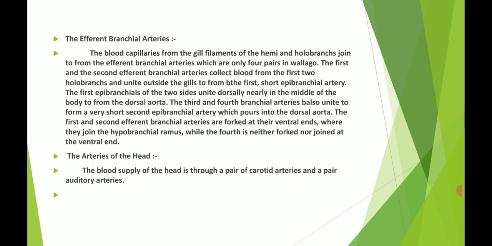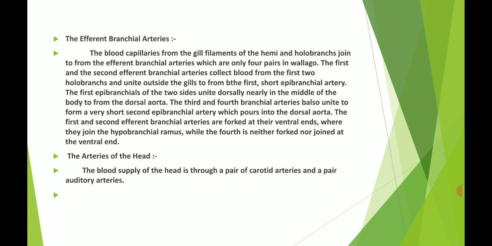Now the efferent branchial arteries. The blood capillaries from the gill filaments of the hemibranchs and hollow branches join to form the efferent branchial arteries, which are only 4 pairs in Wallago. The first and second efferent branchial arteries collect blood from the first two hollow branches and unite outside the gills to form the first short epibranchial artery.